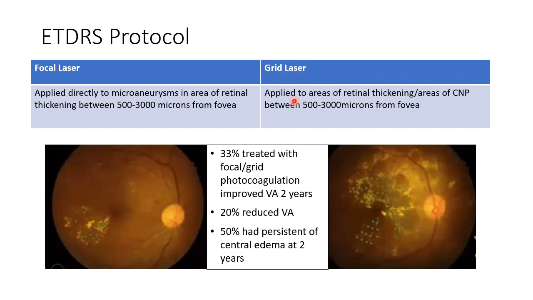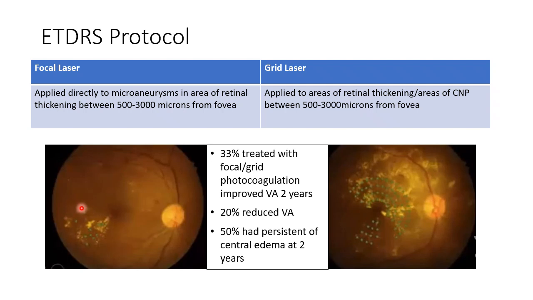And grid laser is applied to areas of retinal thickening or areas of capillary nonperfusion between 500 to 3000 microns from the fovea. So no treatment within 500 microns, and up to 3000. You see this semicircular grid-like pattern that extends from 500 to 3000. You should remember the extent from the fovea. What is treated? Areas of retinal thickening and areas of CNP. What is treated here? The areas of microaneurysms.